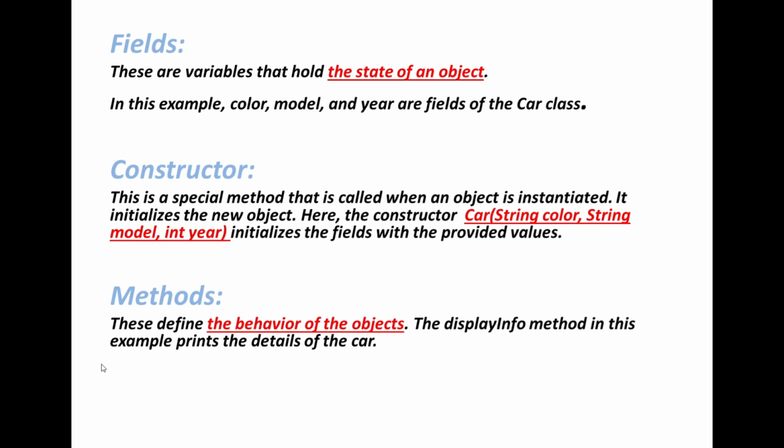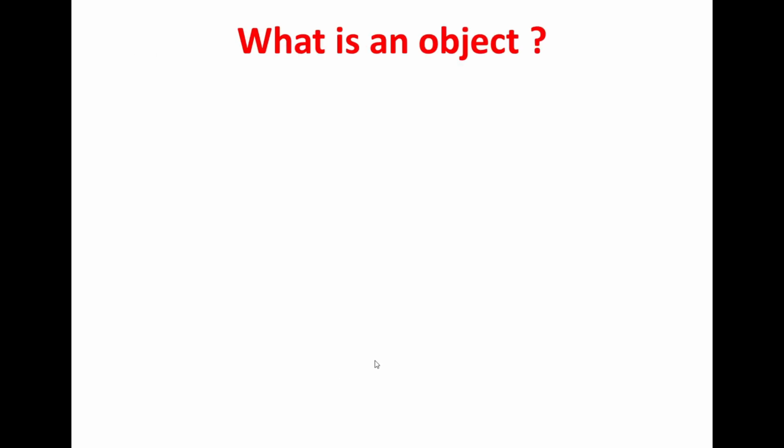In the methods, we define the behavior of the objects. displayInfo is the name of the method in our previous example, and it prints the details of the car.